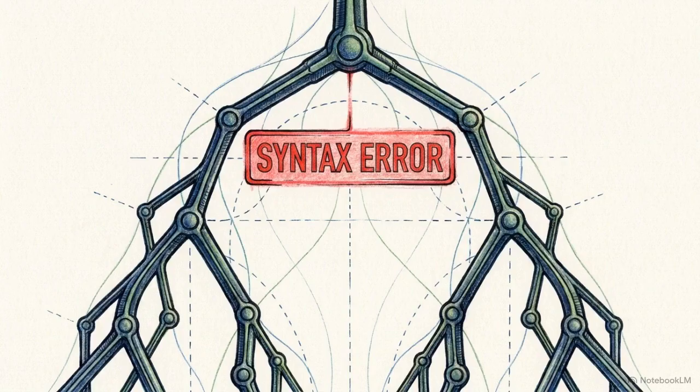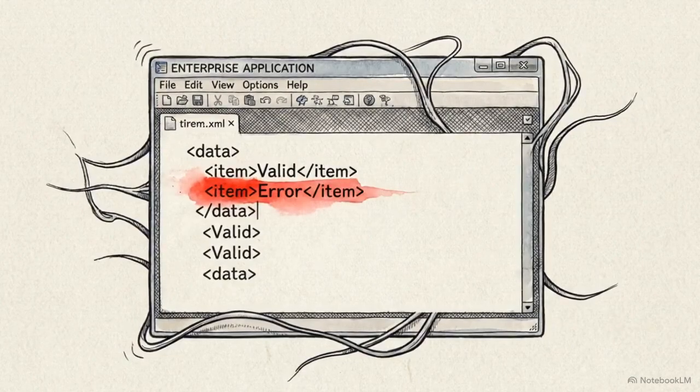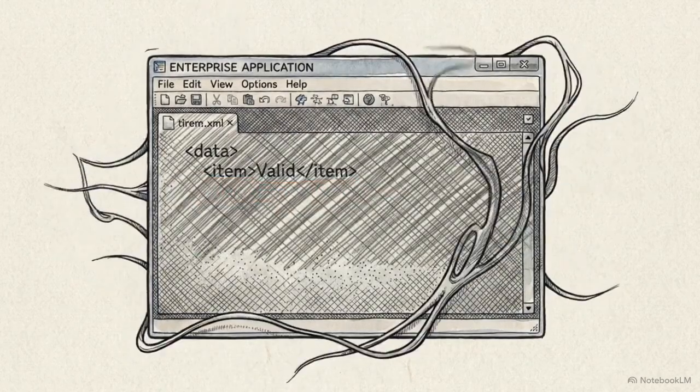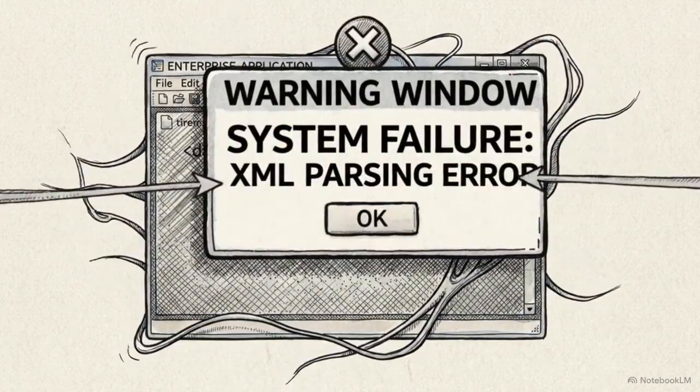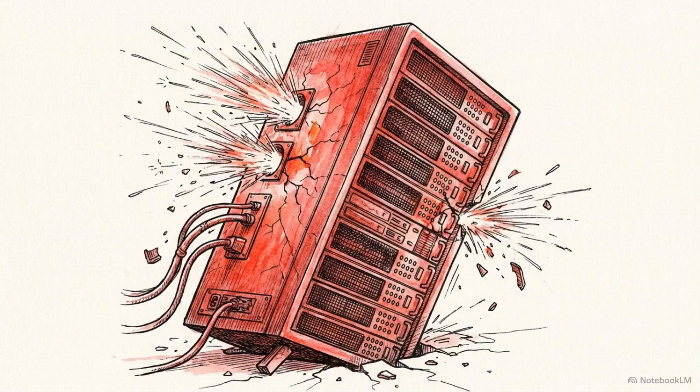Because this nested system is so precise, a single error can cause severe damage. If a typo sneaks in, or if someone accidentally places alphabetical text inside a number-only price tag, the logic breaks. If an enterprise server blindly accepts that corrupted file, the malformed data can crash the software parser entirely before the application begins processing the order.